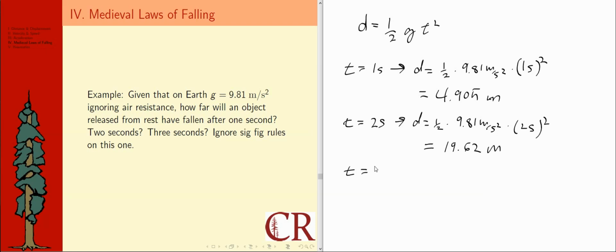And then for 3 seconds, kind of same thing here. 1/2 times 9.81 meters per second squared times this time 3 seconds squared. So we can definitely see distances are proportionate to time squared and how that scales here. These distances are getting quite a bit bigger as time goes on.